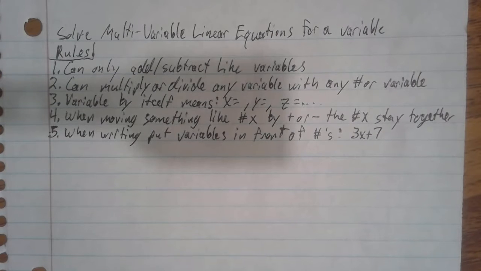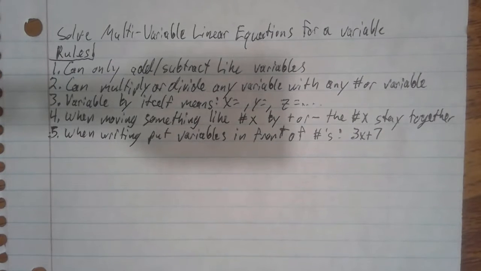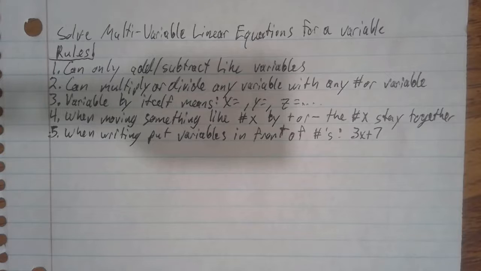Alright, so welcome today to a video on solving multivariable linear equations for a variable. This is a bit different than what we're used to because we're going to have variables equaling variables. There's going to be x's, y's, a's, b's, c's, and we're going to have to get them to where we have one variable by itself and the others are going to be on the other side. And this is going to be odd. It is going to be a bit difficult to start out with, but it's fine.